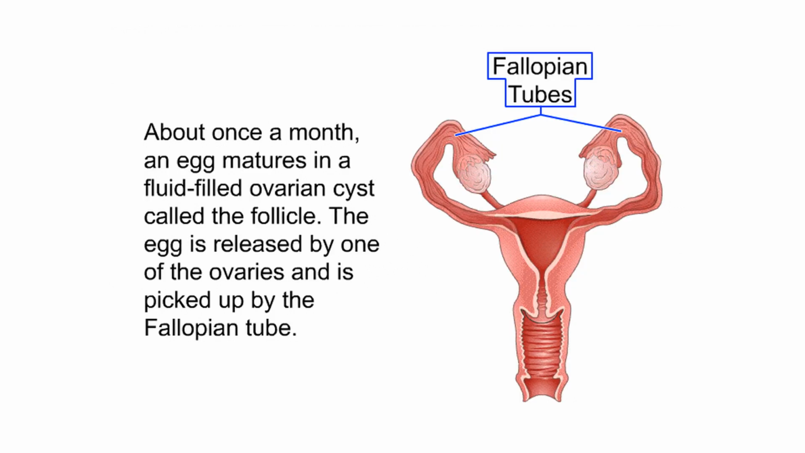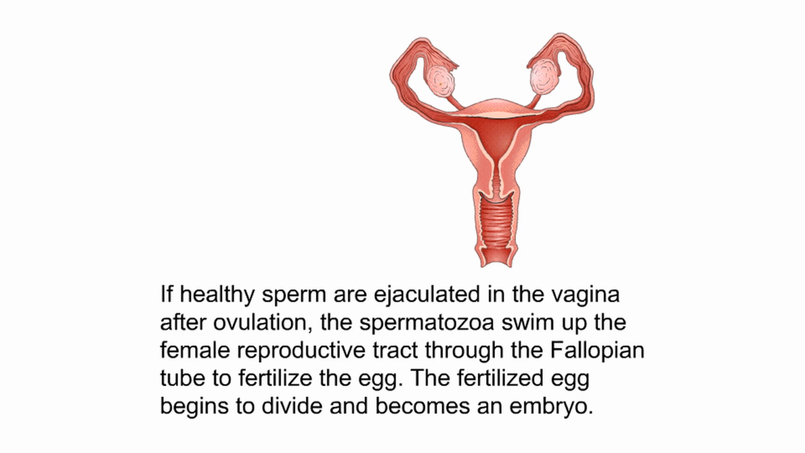About once a month, an egg matures in a fluid-filled ovarian cyst called the follicle. The egg is released by one of the ovaries and is picked up by the fallopian tube. If healthy sperm are ejaculated in the vagina after ovulation, the spermatozoa swim up the female reproductive tract through the fallopian tube to fertilize the egg. The fertilized egg begins to divide and becomes an embryo.